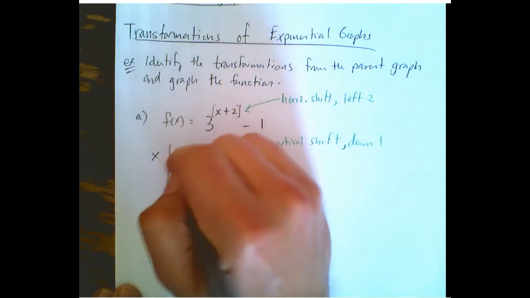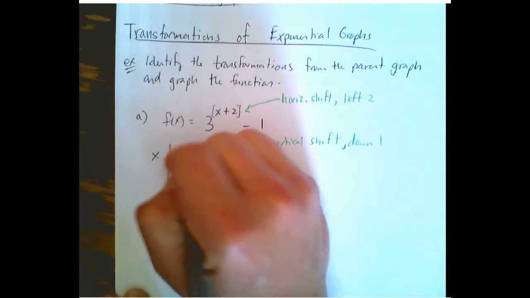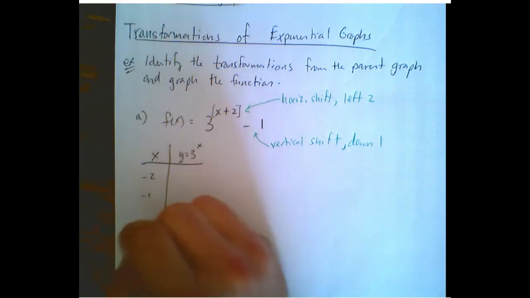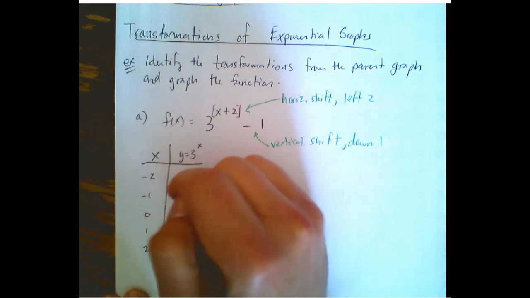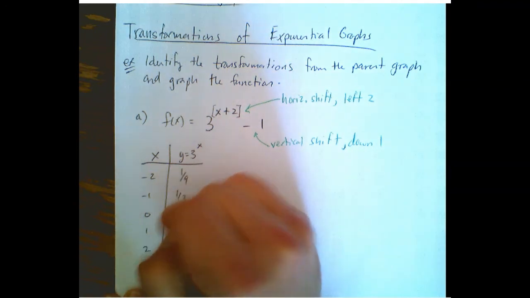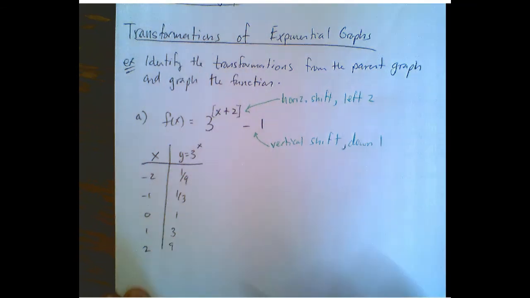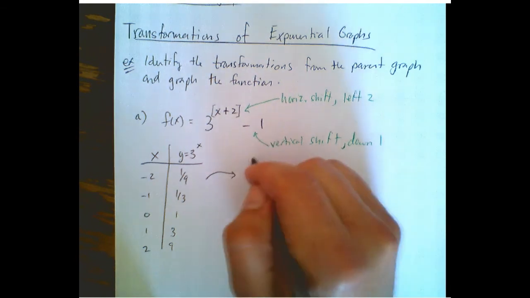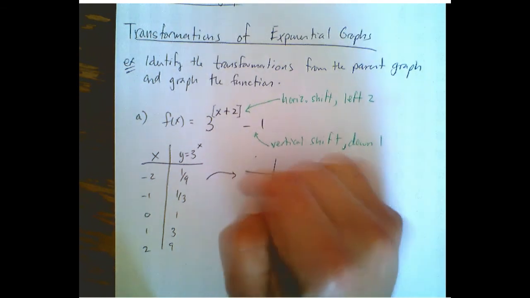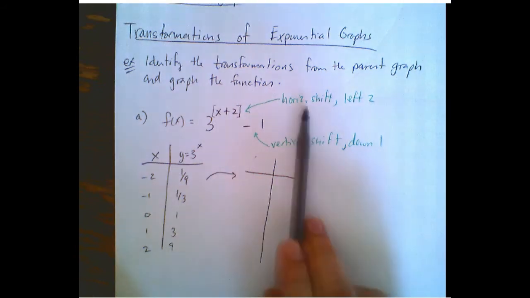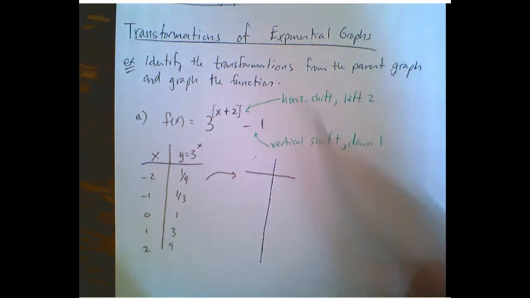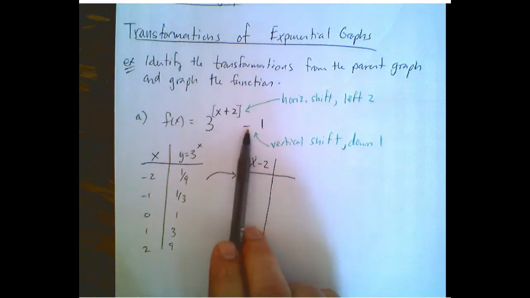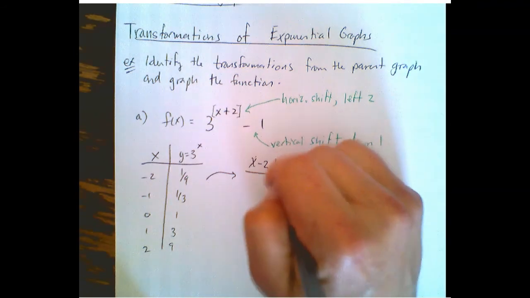So our parent function, y equals 3 to the x. We had a table from a previous portion of this lecture. We're going to use transformations. What are we going to do to our x's and our y's? Well, we're shifting left 2. We're going to subtract 2 from all the x's. And we're shifting down 1, so we're going to subtract 1 from all the y's.